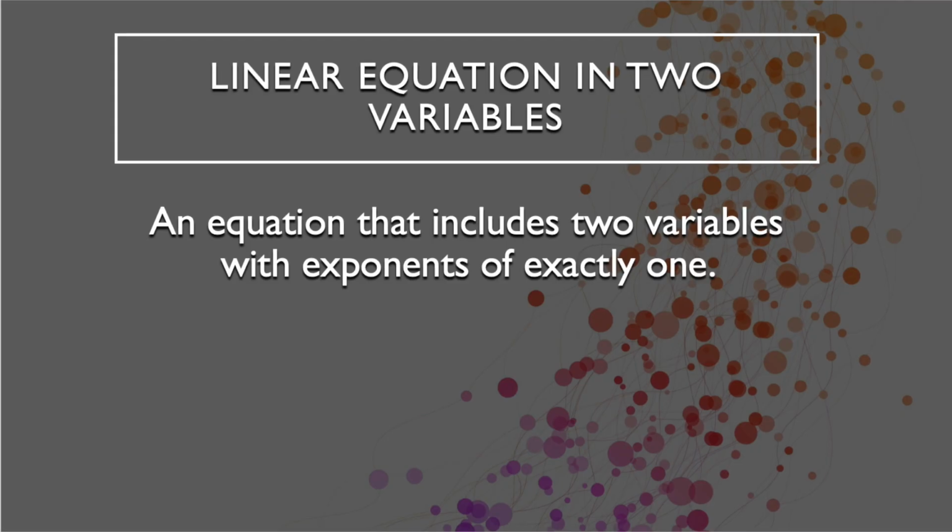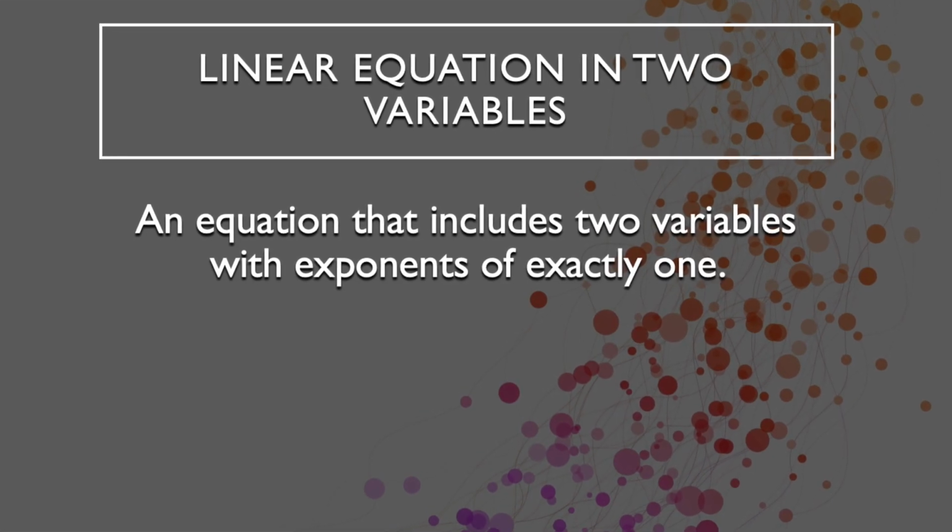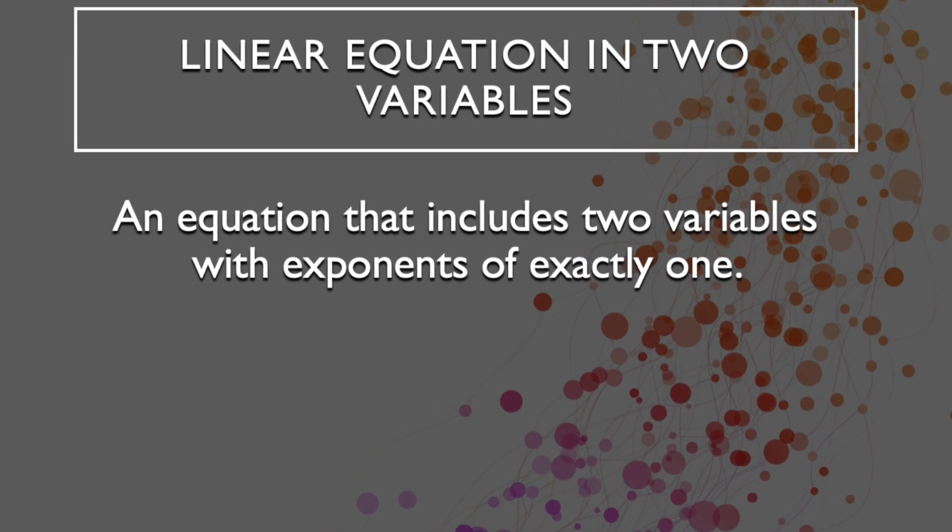All right, let's break it down. A linear equation in two variables. Well, an equation is just a mathematical sentence that says two things are the same. They're equivalent. Linear means, and this is most textbooks' definition, any equation whose graph is a line. Now that's useful if you can see what the graph looks like, but if you can't, then it's not very useful. So here's another definition. It's any equation where the exponent of the variables is 1.